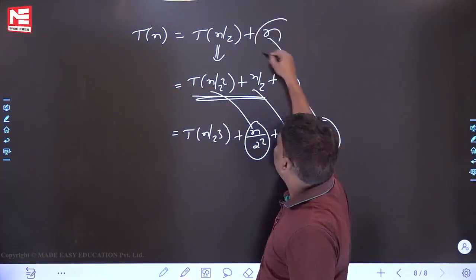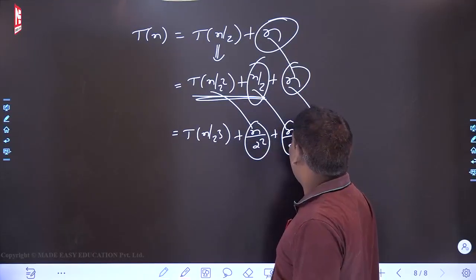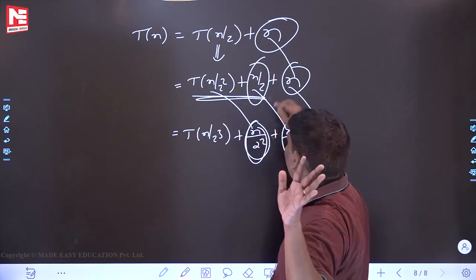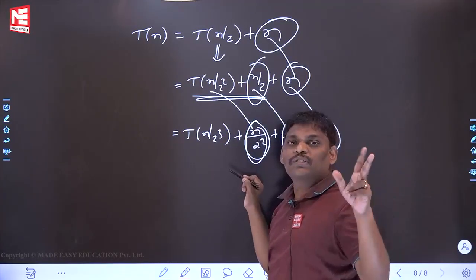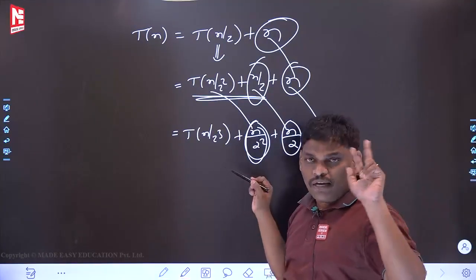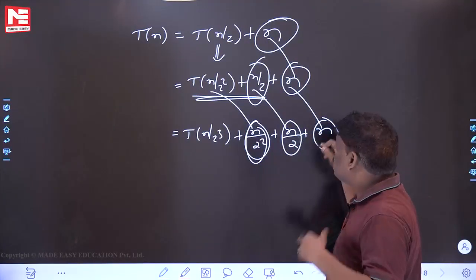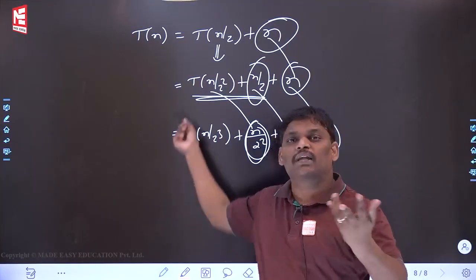At the first level, the non-recursive term n came. At the second level, the non-recursive term n by 2 came. At the third level, n by 2 square. If the first level and second level differ, it means a series is coming. So for clarification, if the first and second levels differ, the third will also differ. One time they differ, they will differ every time, because that is the meaning of recursion.